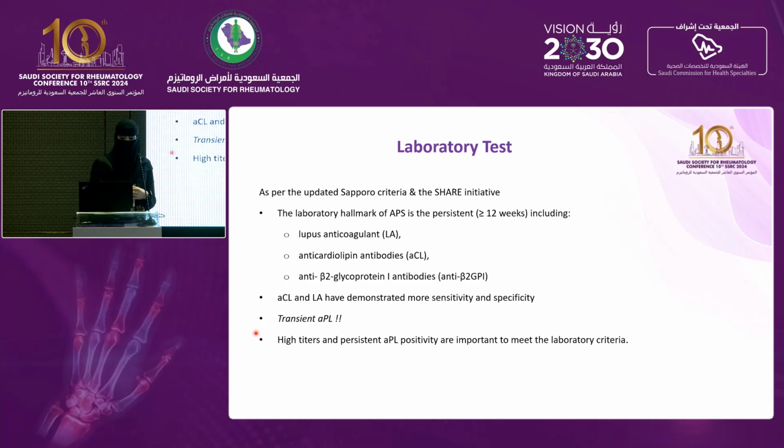For the diagnosis, of course, we have to have antibody positivity. We know that in some situations, especially in pediatrics, infection can give a falsely positive test for antiphospholipid antibody in the serum. So we have to have it positive at least 2 times, 12 weeks apart. And they found that patients who had anticardiolipin and lupus anticoagulant have more specificity and sensitivity for antiphospholipid syndrome.